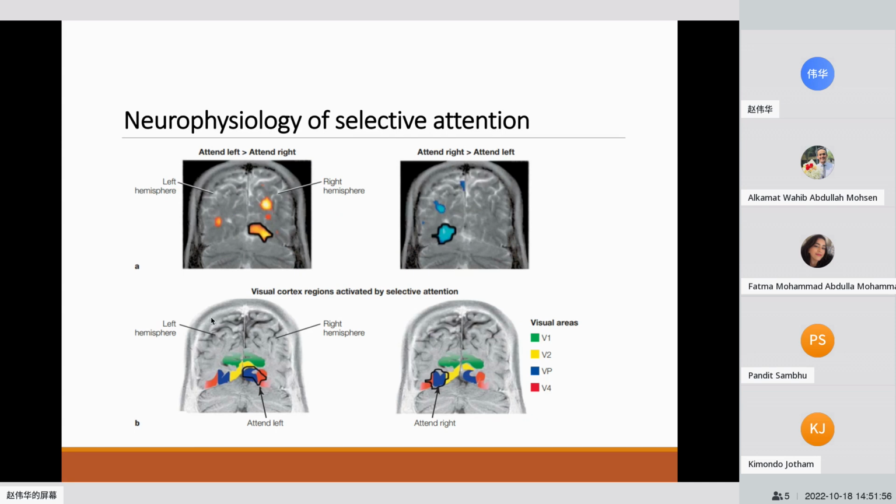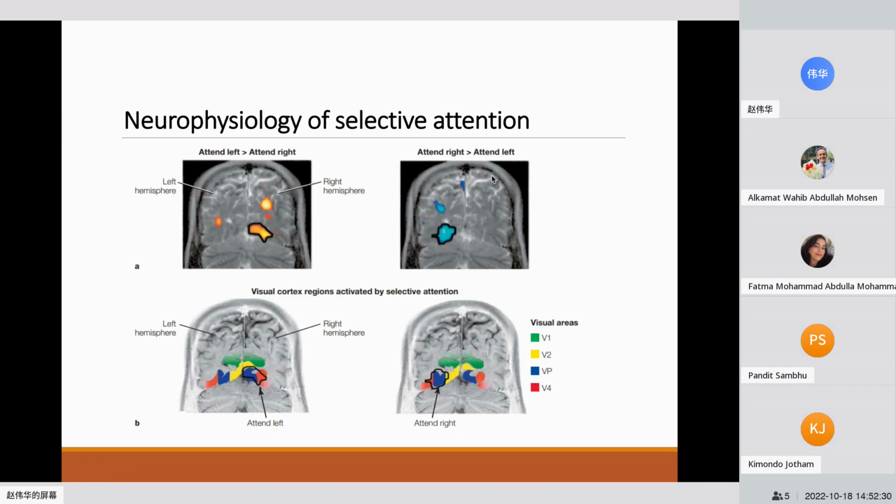And the contrast, so here is attend left greater than attend right. The contrast results showed that attention to the left produced more activity in the right hemisphere than attention to the right. So here means attend left is greater than attend right. This one showed attend right is greater than attend left.